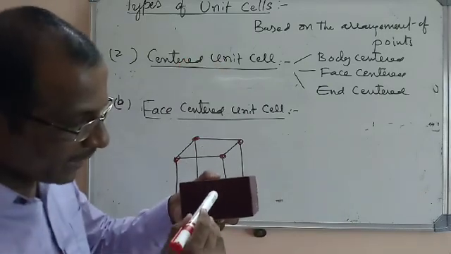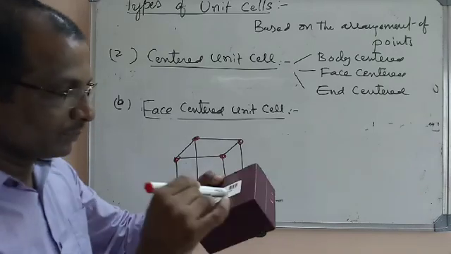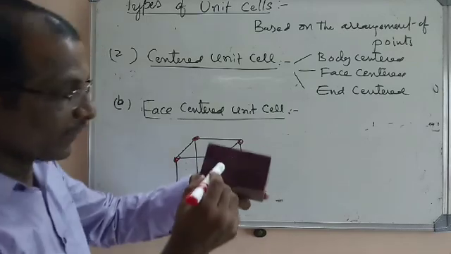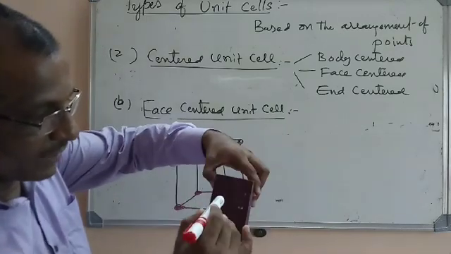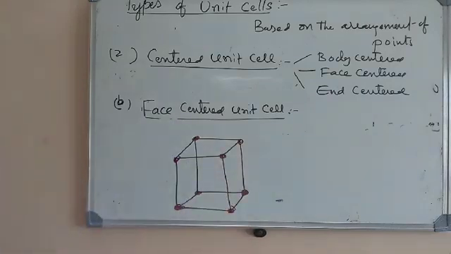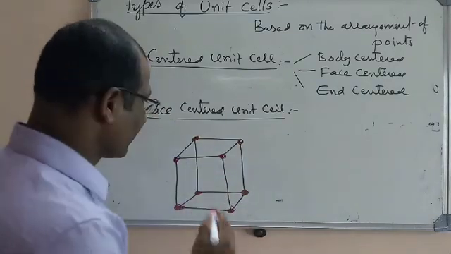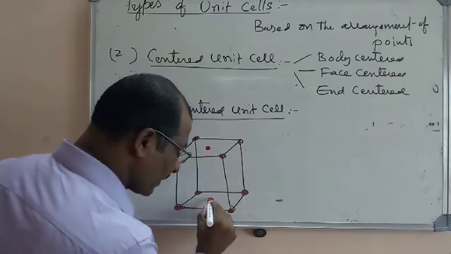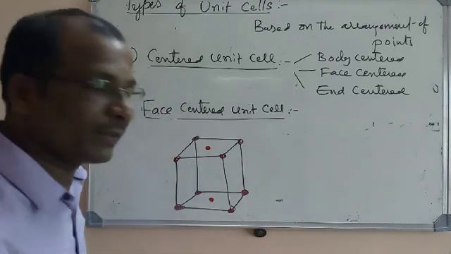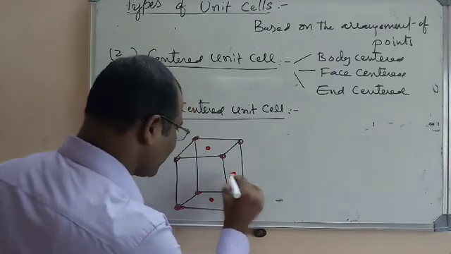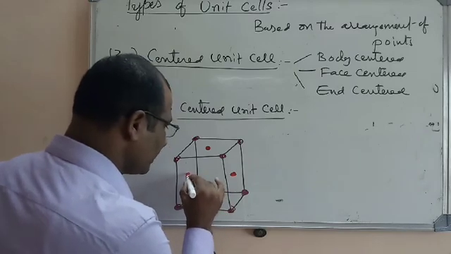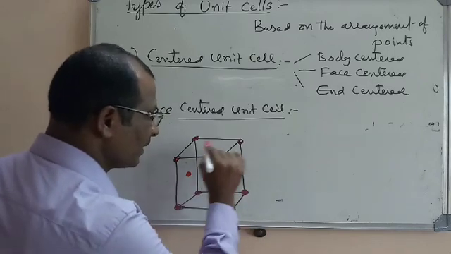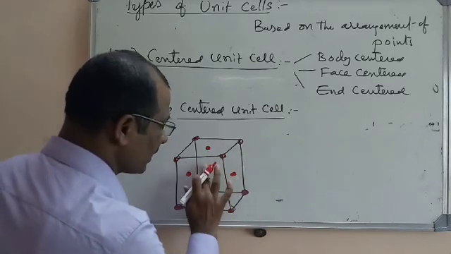Now we place 1 point at the center of each face, the middle of the face. Then it becomes a face centered unit cell. For example, I am keeping 1 point at the center of this face, here also 1 point at the center of the face, and here also 1 point. Opposite to that, on this face also I am keeping 1 point, and 1 point at the center of this face, and 1 point at the center of the opposite faces.